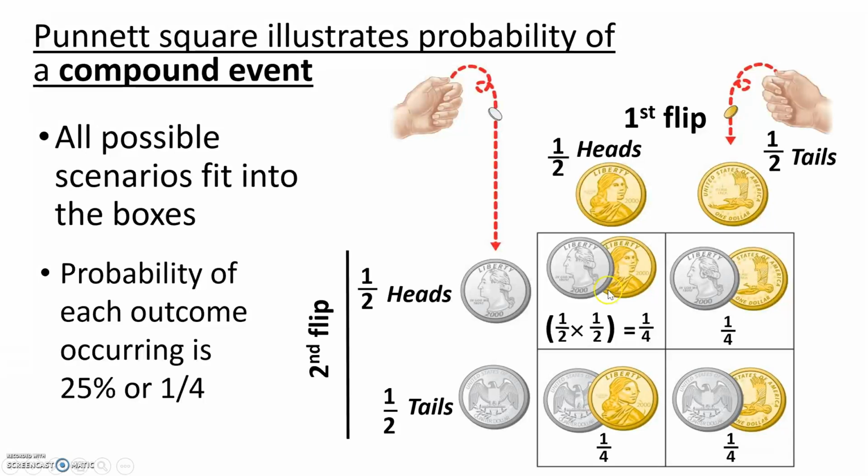And the probability of each outcome occurring is illustrated in each of these boxes here. There is a 1 in 4 chance of getting heads on both flips, a 1 in 4 chance of getting a heads and then a tails, and likewise tails and heads is also 25%, and then 2 tails is 25%. So this process of using the Punnett square really shows us with a nice little depiction of how we come up with these rules of probability for the compound event there.